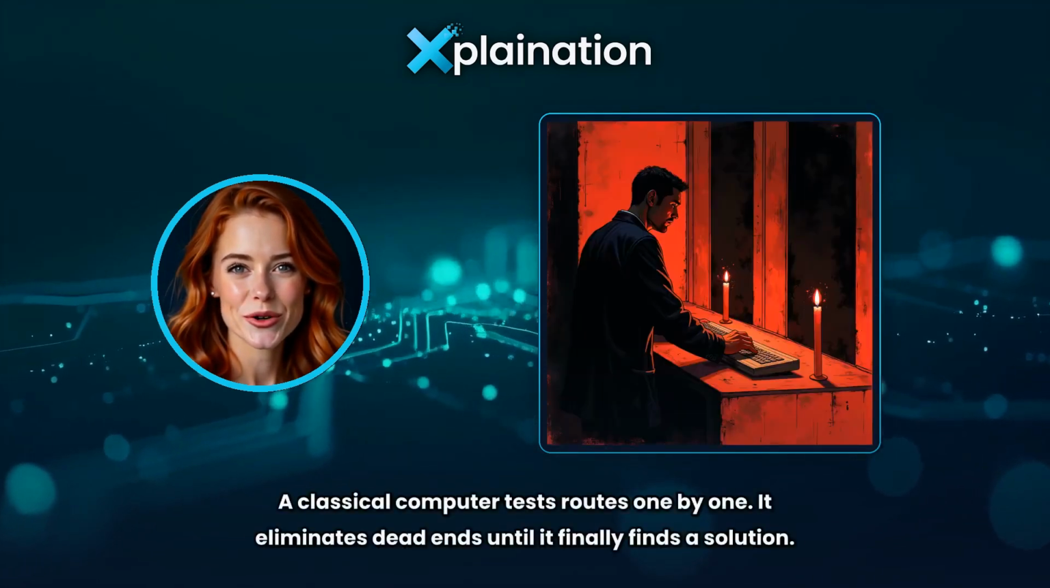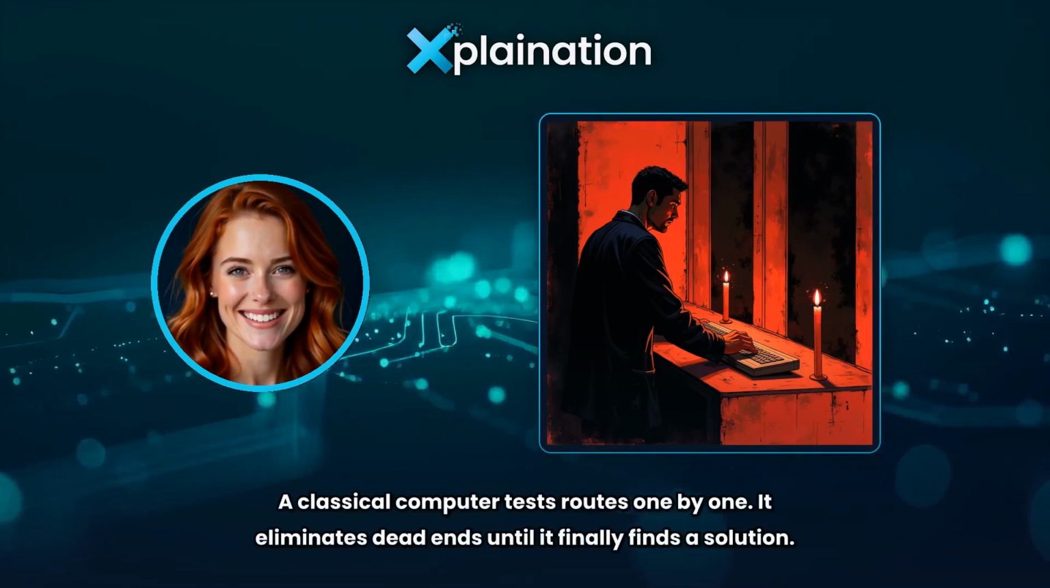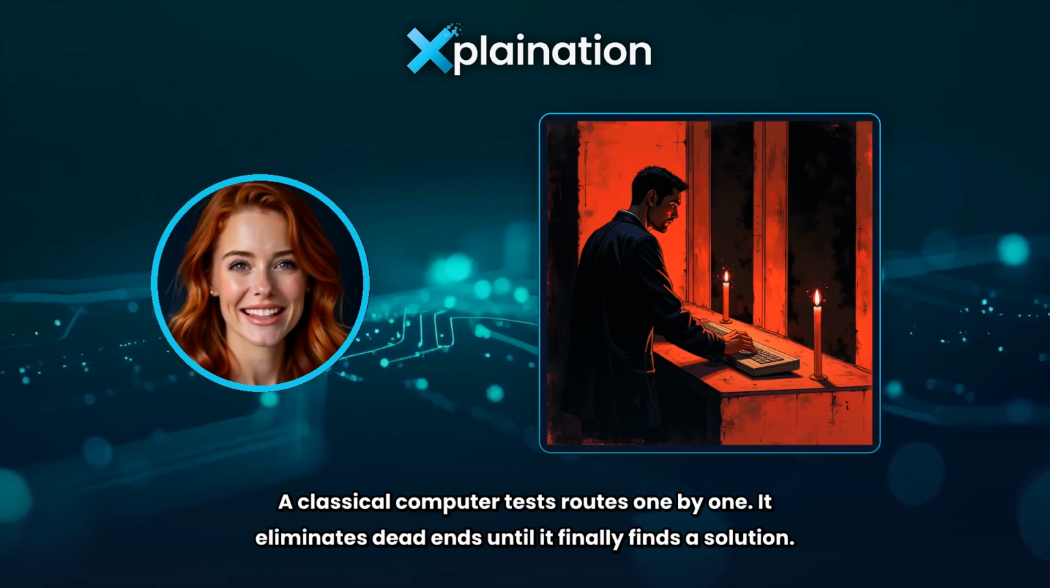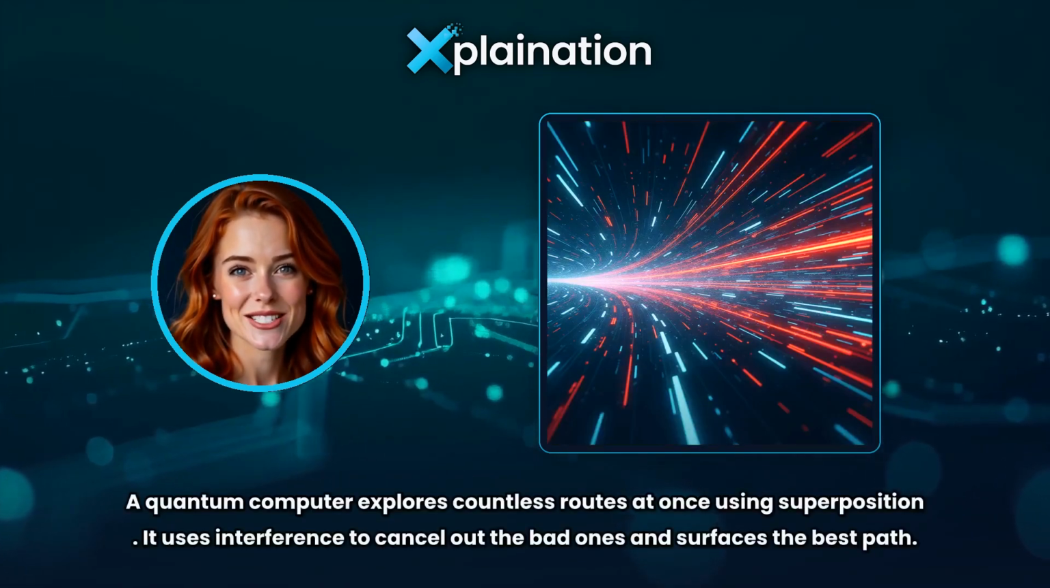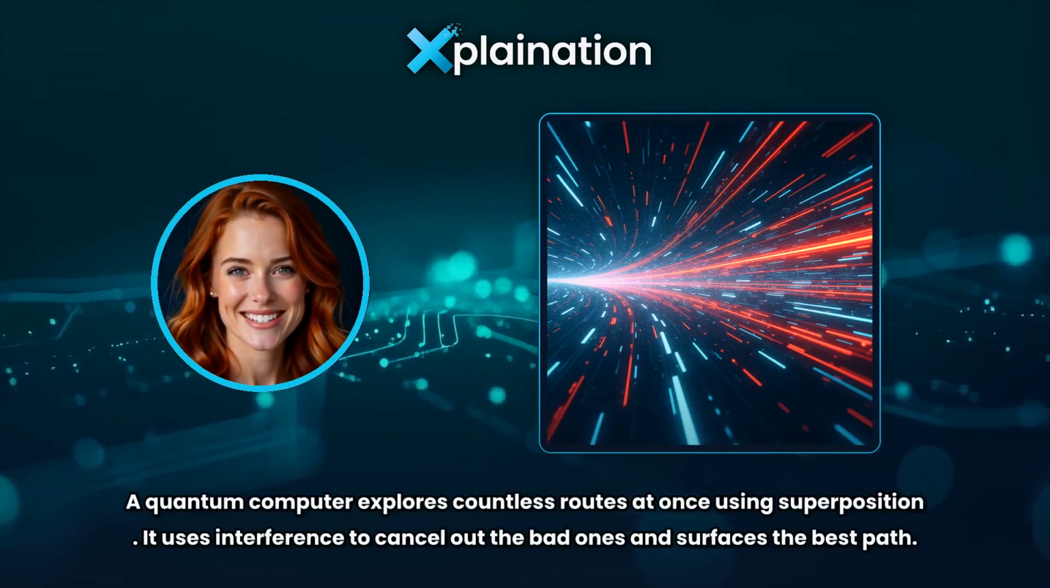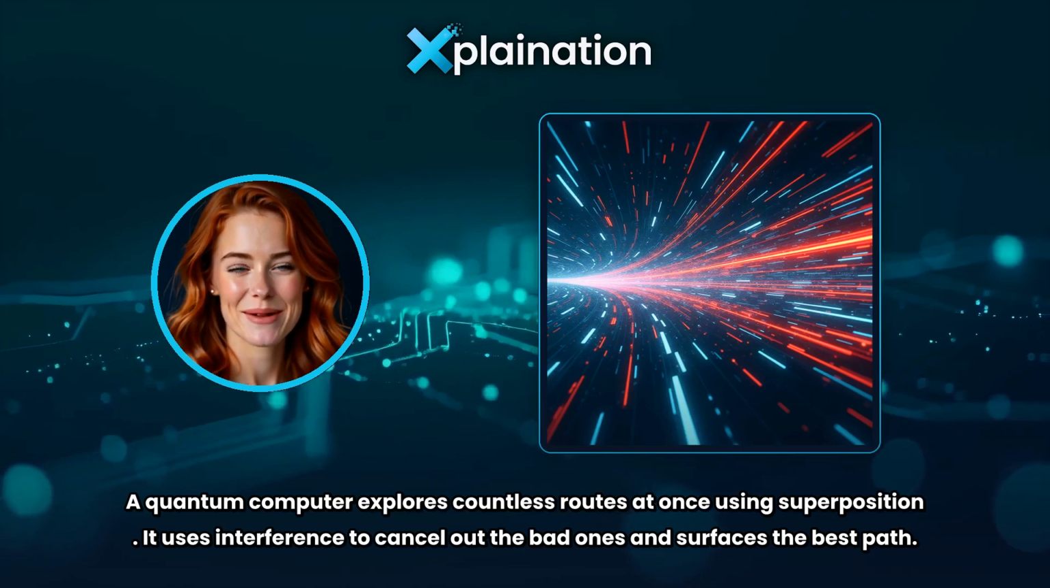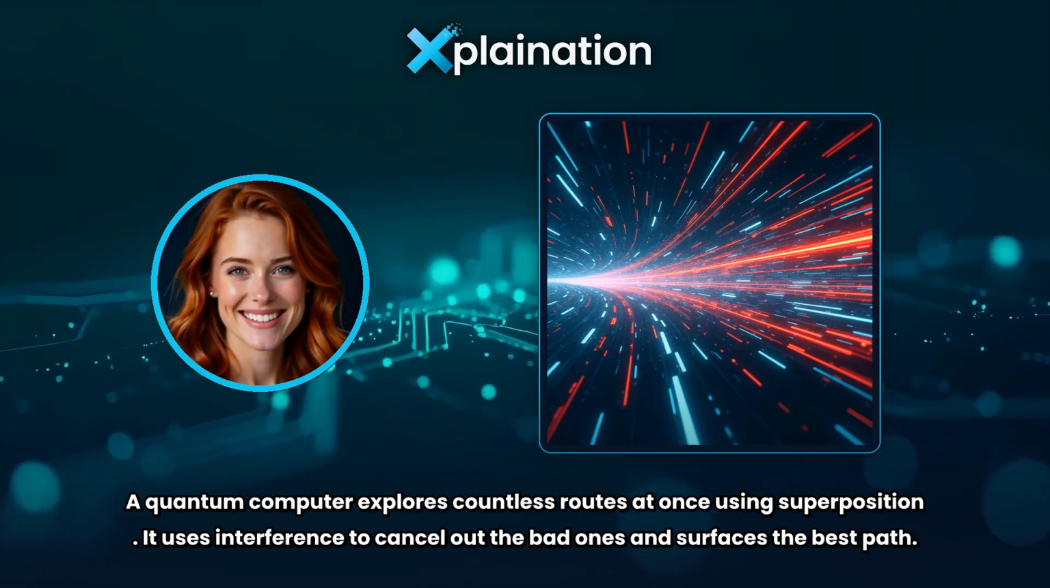A classical computer tests routes one by one. It eliminates dead ends until it finally finds a solution. A quantum computer explores countless routes at once using superposition. It uses interference to cancel out the bad ones and surfaces the best path.